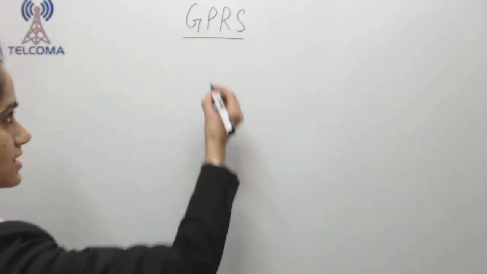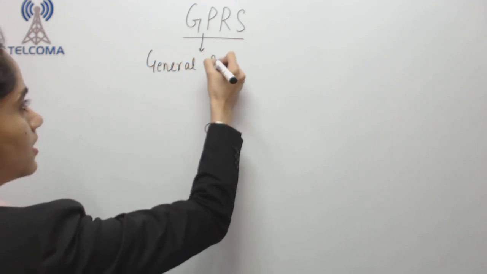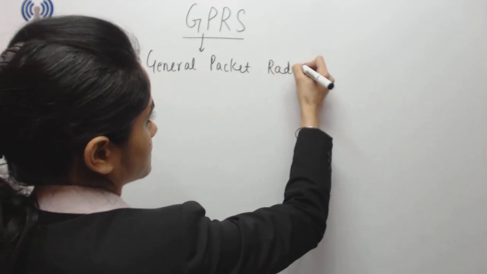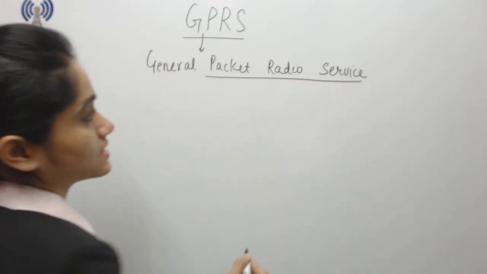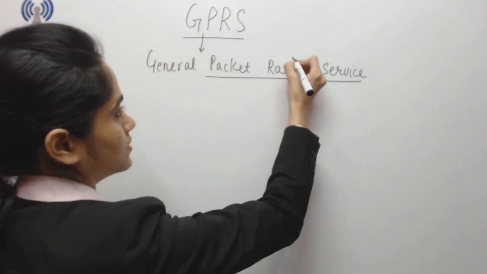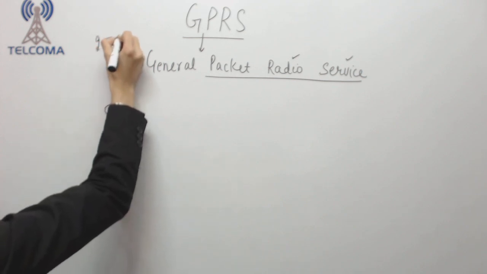So today in this class we are going to discuss GPRS technology, which is General Packet Radio Service. So this is a packet radio service. That means transmission of packets through the air interface. Now we have a dedicated internet connection. Our main aim is to transmit packets through the radio interface. That's why we call it a radio service. Now this is a data service. We call it 2.5G.